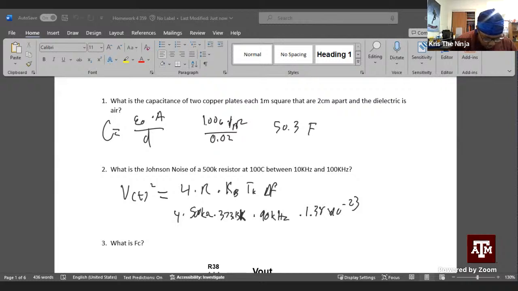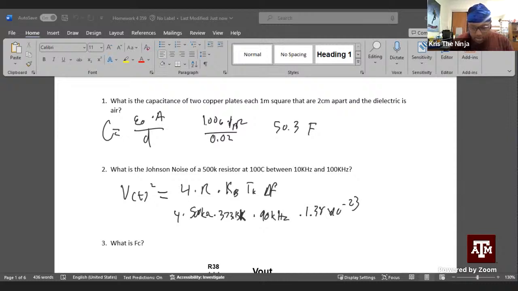1.38 times 10 to the negative 23. I might honestly save this on my calculator as Boltzmann's constant, so let me just store alpha b. Then just do 4 times b times 500k times 90 kilohertz, so 90,000, times 373.15. Yeah, that should be it. And then do the square root of that.